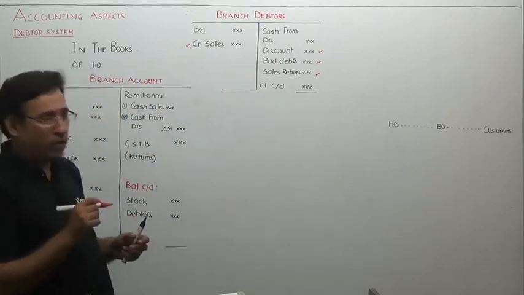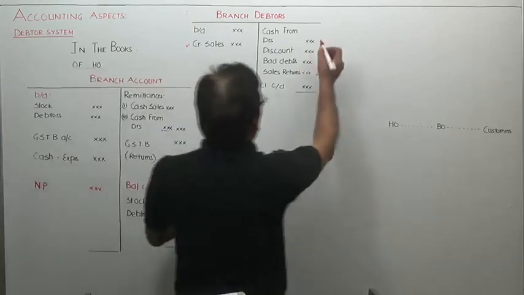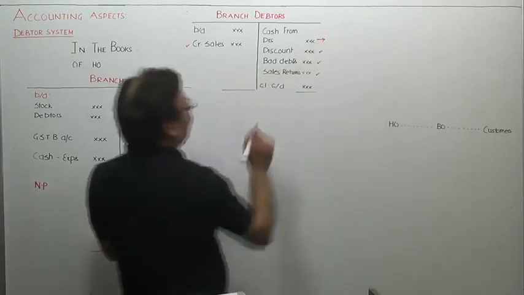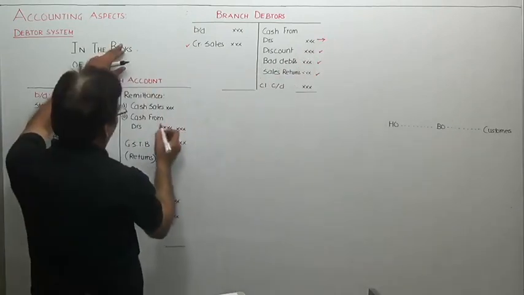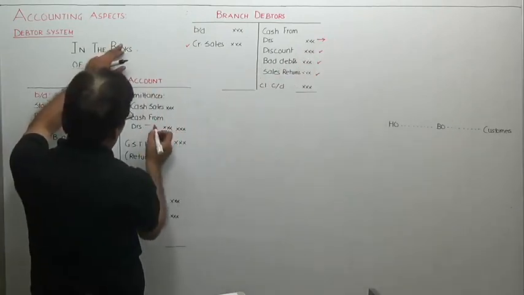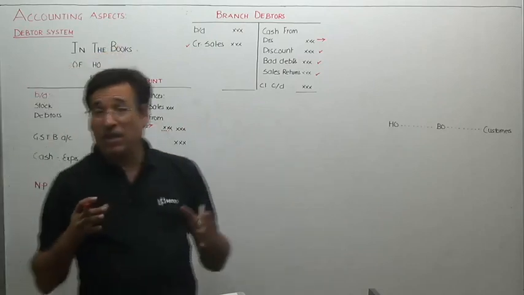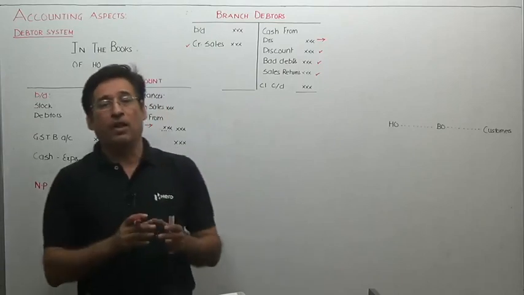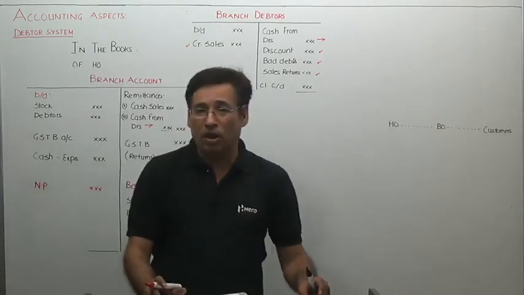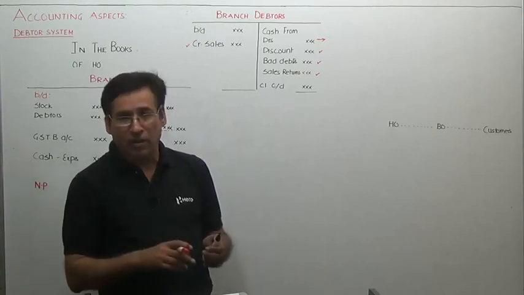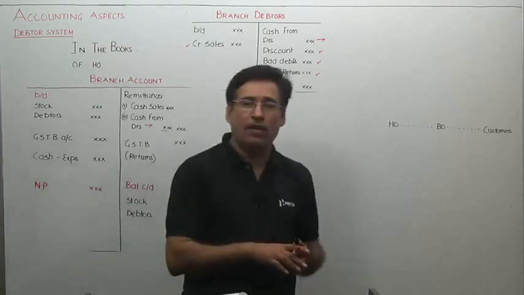This is one confusion. The second confusion is with respect to cash received from debtors. Now cash received from debtors is appearing here and at the same time it is appearing in the branch account. So sometimes it gives a very confusing analysis to the student unless the student is well clarified why it is happening. So I will try my level best to erase such doubts.